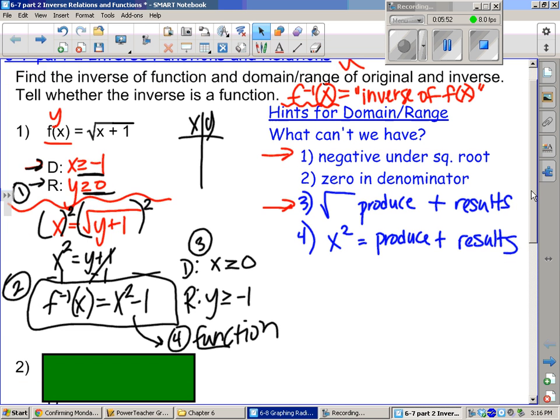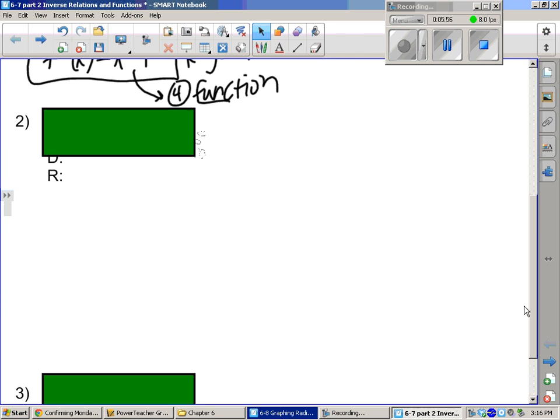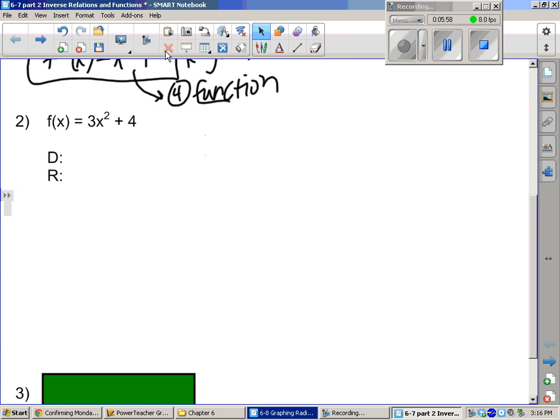All right, well, that's kind of a lot to think about. It is. I need a lot of practice to get used to that domain and range. Let's talk about a different scenario here. So here's our original, 3x squared plus 4. We need to think about restrictions on the domain.